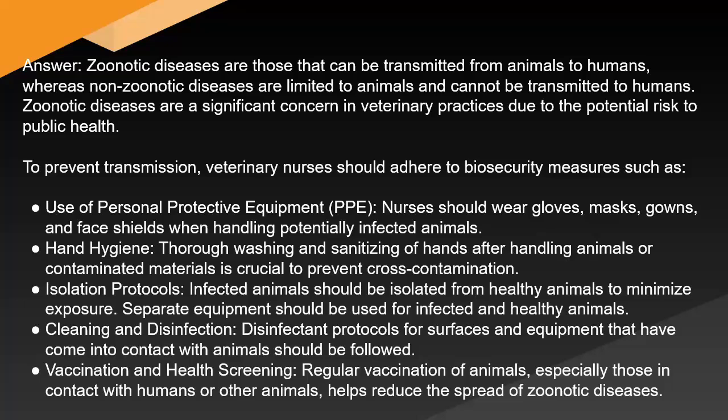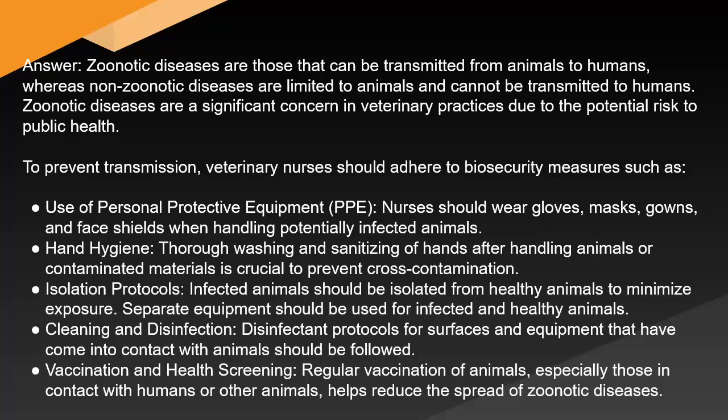Zoonotic diseases are a significant concern in veterinary practices due to the potential risk to public health. To prevent transmission, veterinary nurses should adhere to biosecurity measures such as use of personal protective equipment (PPE). Nurses should wear gloves, masks, gowns, and face shields when handling potentially infected animals. Hand hygiene, thorough washing and sanitizing of hands after handling animals or contaminated materials, is crucial to prevent cross-contamination.